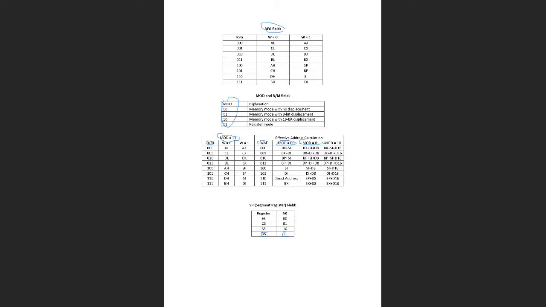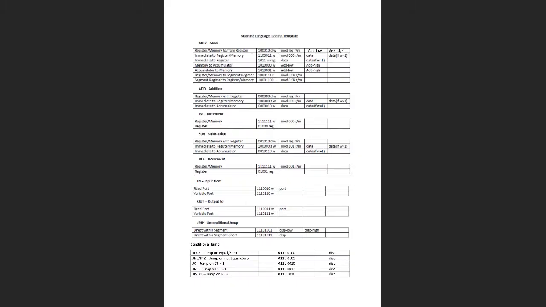Don't blindly copy something from others. Actually, try to understand it, and then you will get it. It's not a very hard thing or a hard topic. Okay, so this is all about this machine code. Hopefully all of you get it.